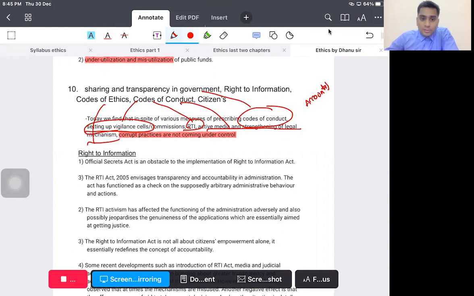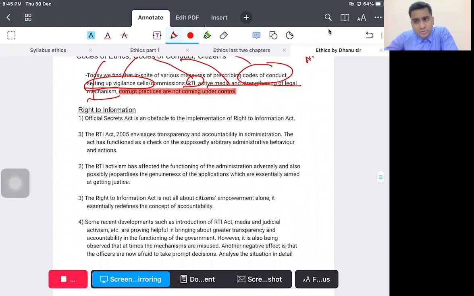Now look at the previous year questions. Write information. No need to study much. In the previous questions, information is more than enough. What is one obstacle for RTI? The Official Secrets Act is an obstacle for the implementation of RTI. So this is one contrary.